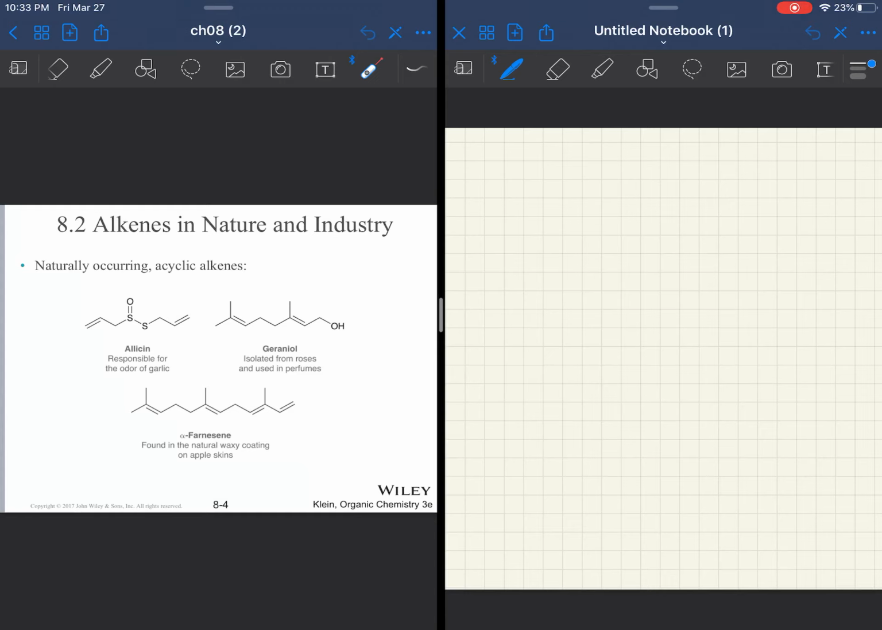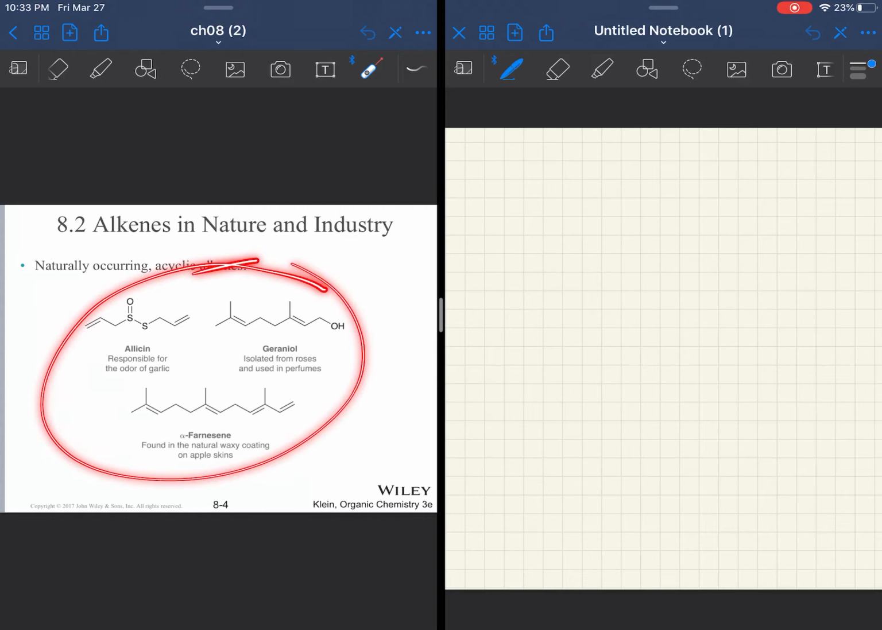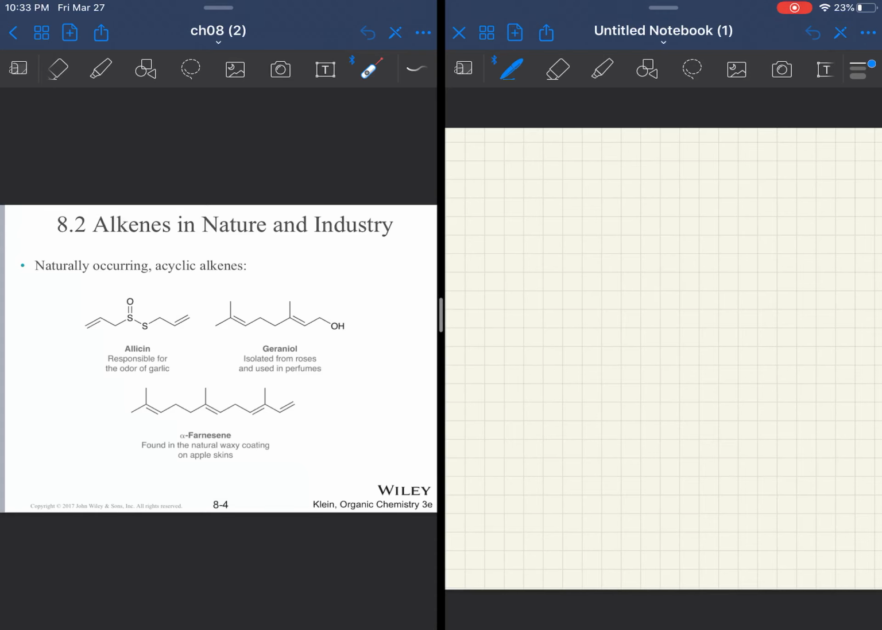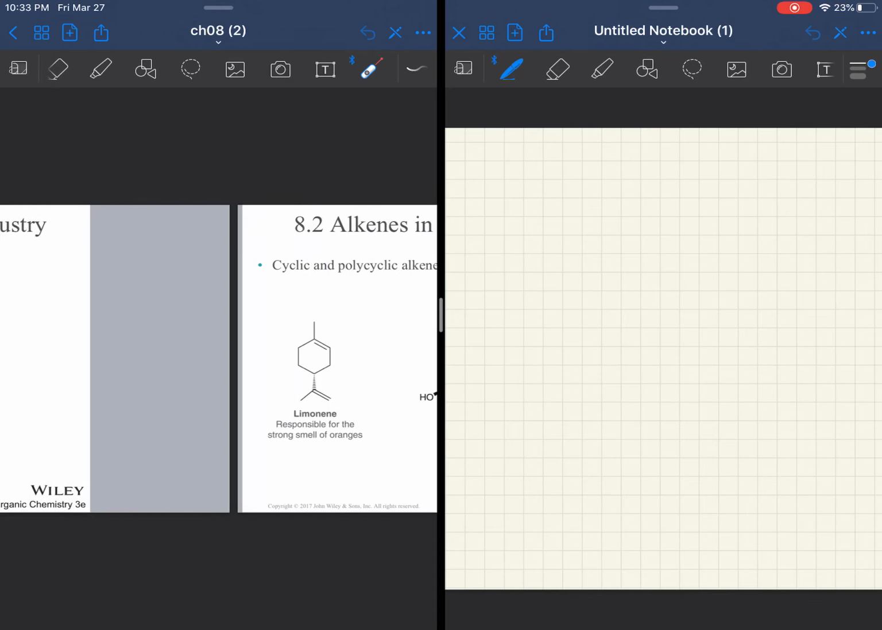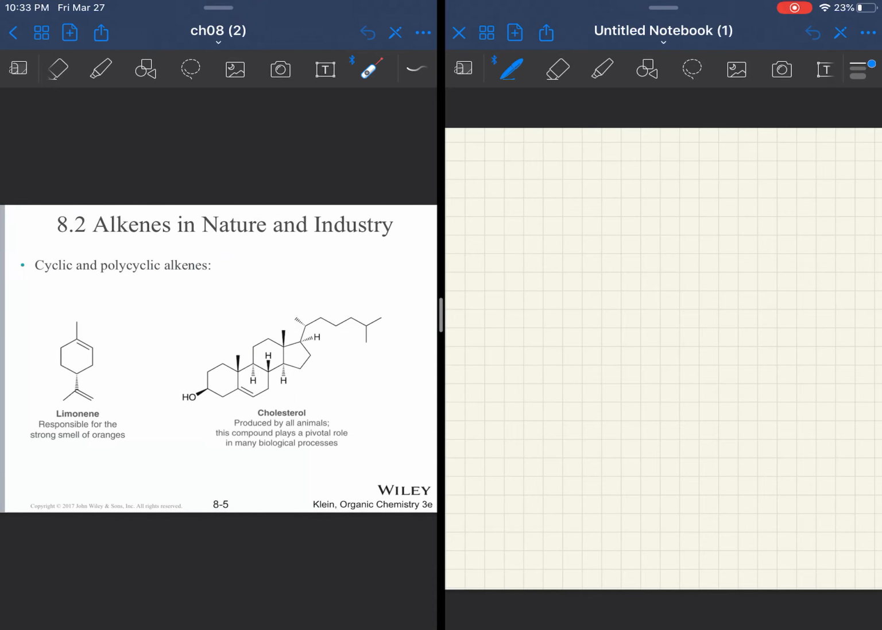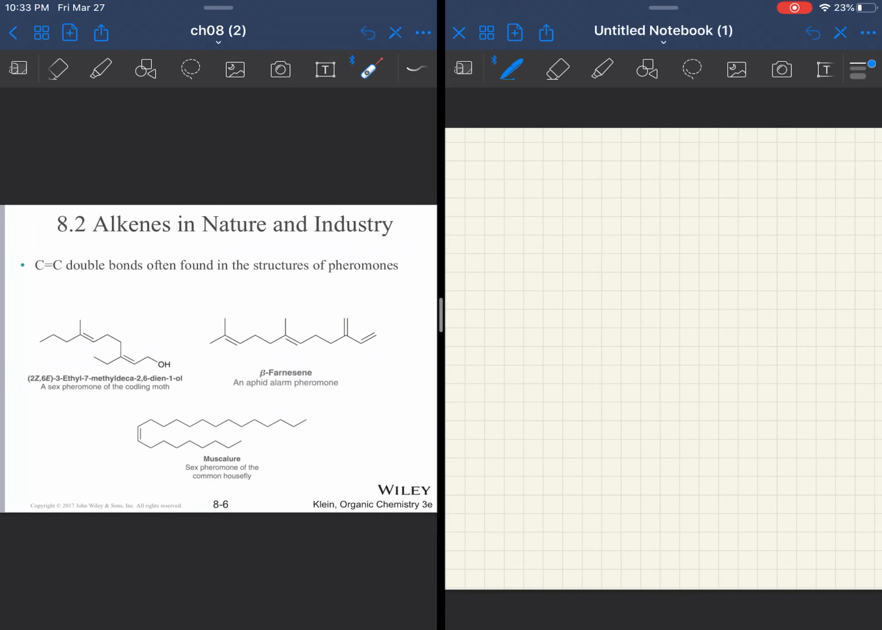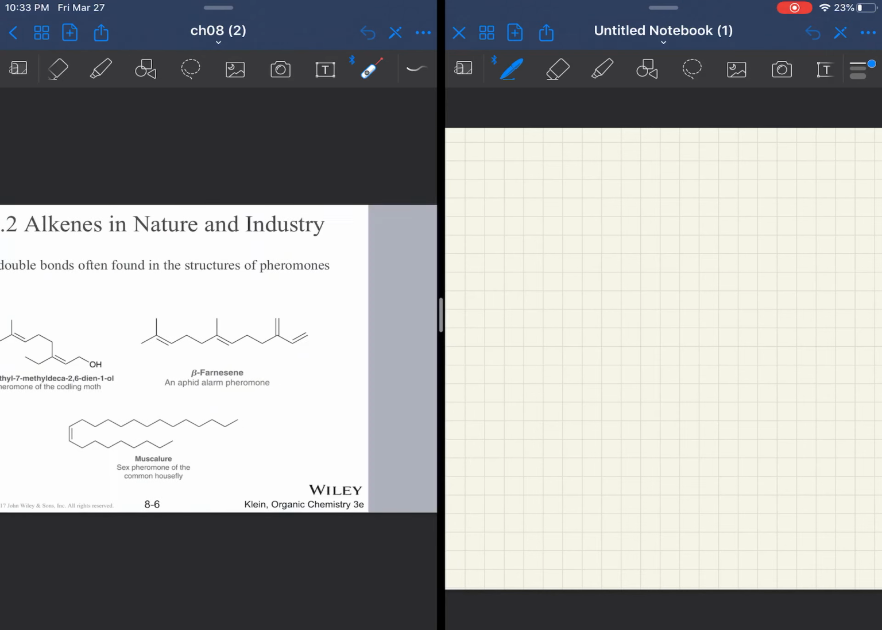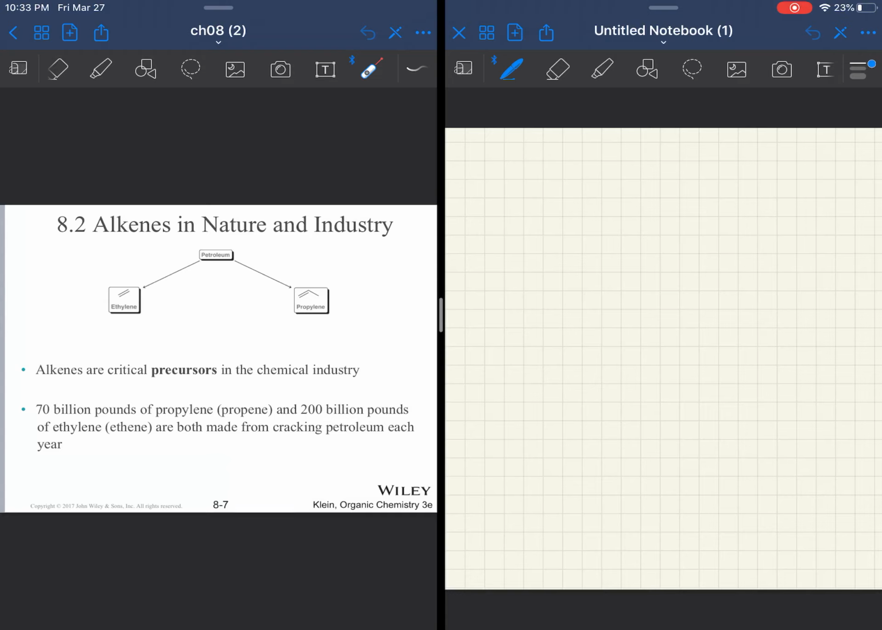Klein loves to do this. He introduces a functional group and then tells you why it's important and interesting. And here are some random places where you see alkenes. Alkenes are found in all sorts of compounds, in nature, in pharmaceuticals, in other kinds of industry, and you see just example after example.